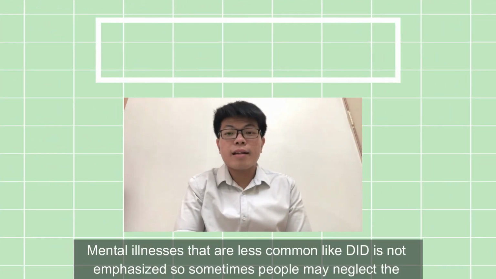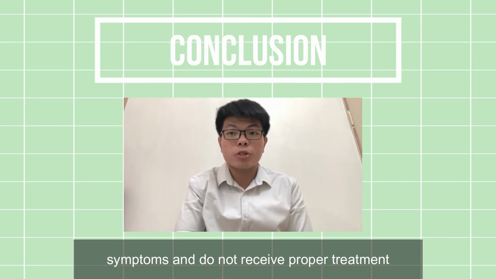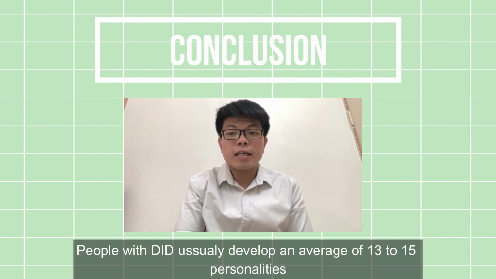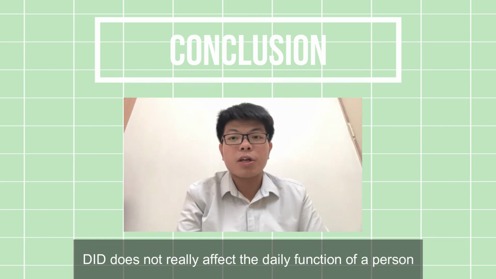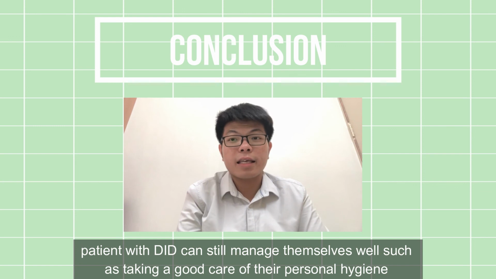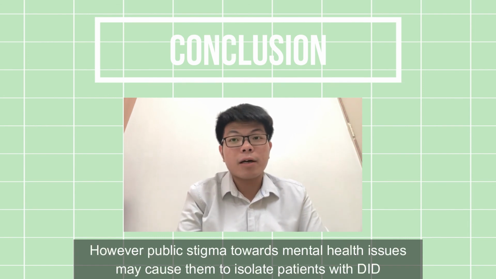Mental illnesses that are less common, like DID, are not emphasized, so sometimes people may neglect the symptoms and do not receive proper treatment. People with DID usually will develop an average of 13 to 15 personalities. DID does not really affect the daily function of a person. Patients with DID can still manage themselves well, such as taking good care of their personal hygiene, feeding, and doing physical activities.